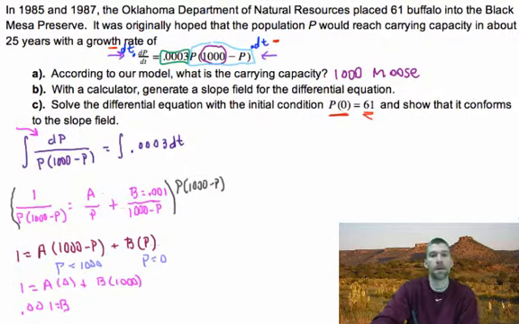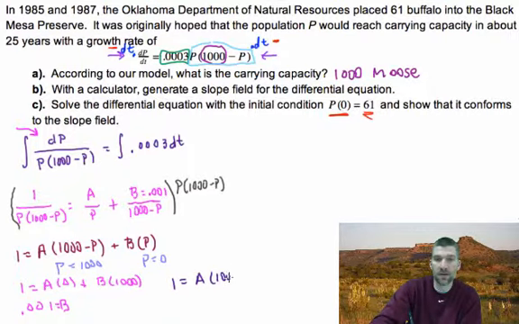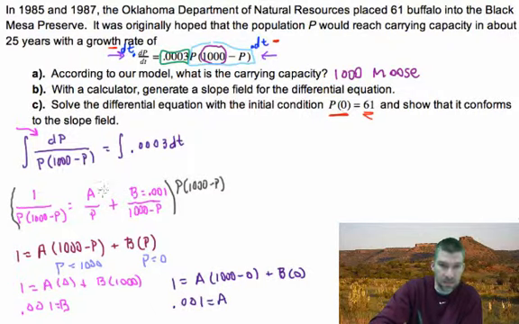Okay, then I do the same thing for a. So 1 equals a times 1,000 minus 0 plus b times 0. And so this is going to be 1,000 a, so 1/1000th. And that's this guy.